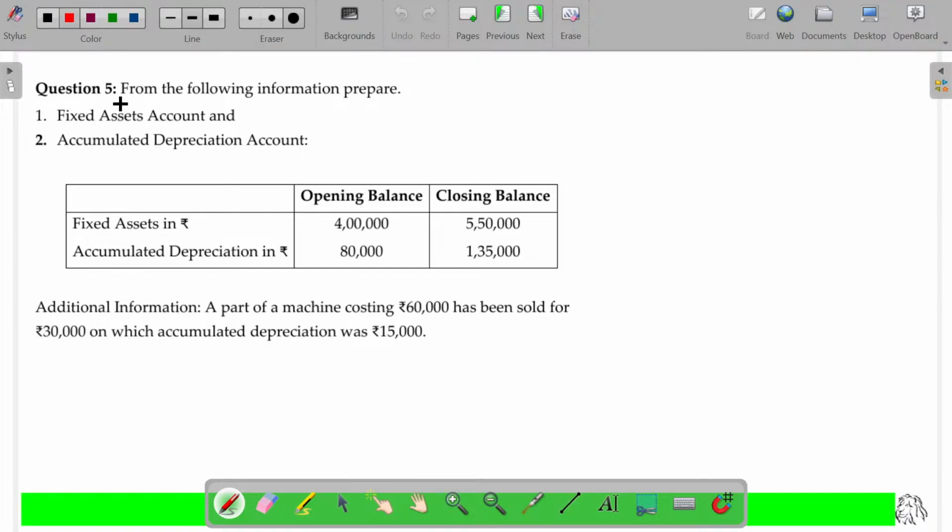Question number 5. From the following information, prepare fixed asset account and accumulated depreciation account. The accumulated depreciation account is otherwise named as provision for depreciation. Is that okay?